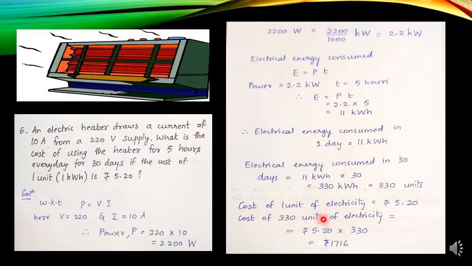So cost of 1 unit of electricity is given as 5 rupees 20 paise. So what will be the cost of 330 units of electricity used? That is going to be rupees 5.20 into 330. The answer is 1716. Should be kept in rupees because it is money.